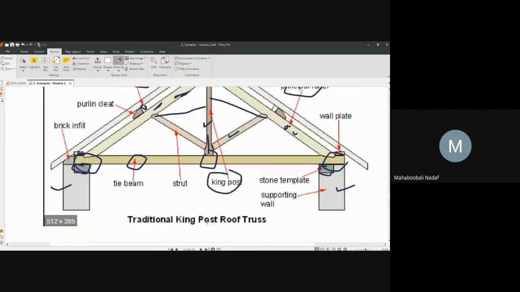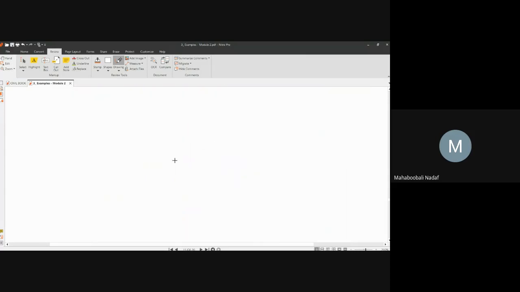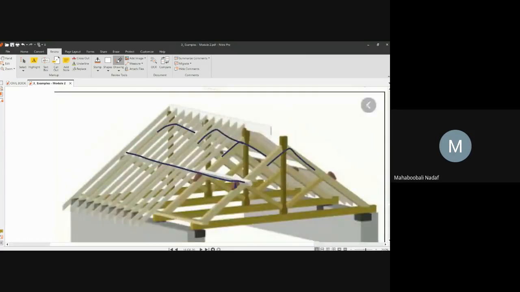Now above the purlins, there are common rafters. This is the principal rafter, which is inside. Above the purlin come the common rafters. How will they appear in the 3D view? These are the common rafters. Are you understanding this? The common rafters run from the ridge beam to the eaves board. Eaves board means an extended portion to shed away the rainwater.